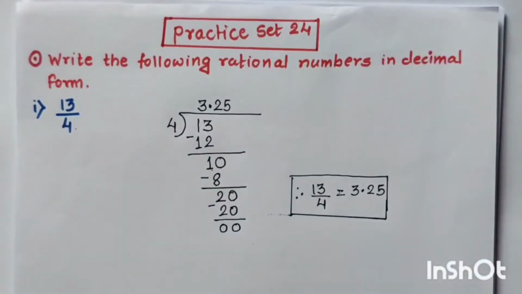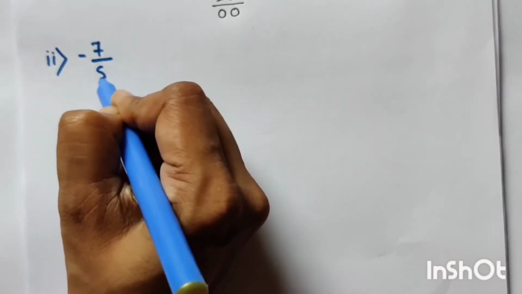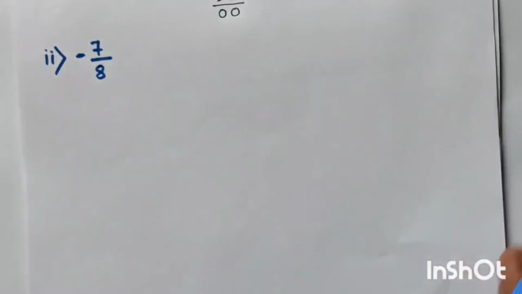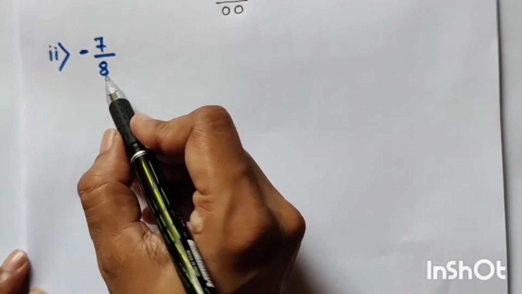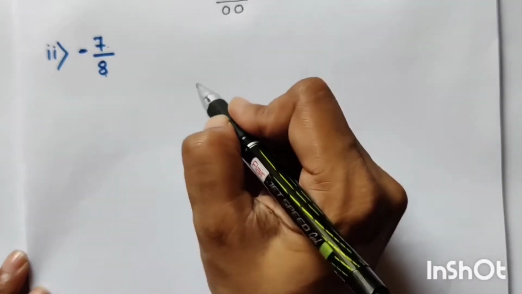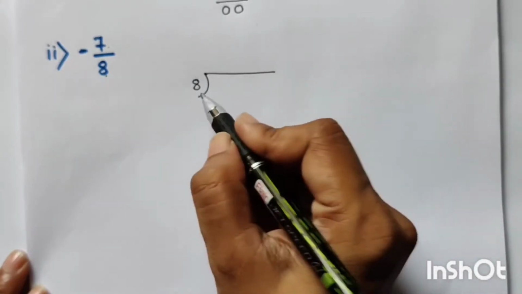Now let us see the second sum. The second sum is minus 7 upon 8. While doing the division method, we are not going to put the minus sign. The minus sign we will put directly in the answer. So 8 is in the denominator and 7 is in the numerator. So 8 should be the divisor. We have to write 8 as the divisor.